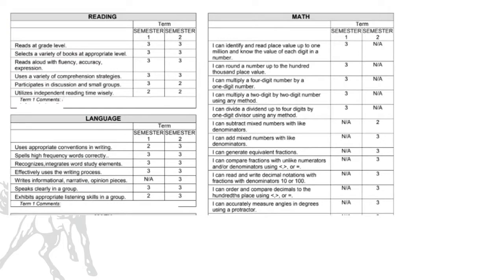Here is an example of what each subject will look like. What you will see is a list of what the standards are and what the expectations for learning are. And then for each semester, you'll see what the grade is for that specific standard. And rather than a letter grade, it's a number to show whether that student is proficient in that standard or not.